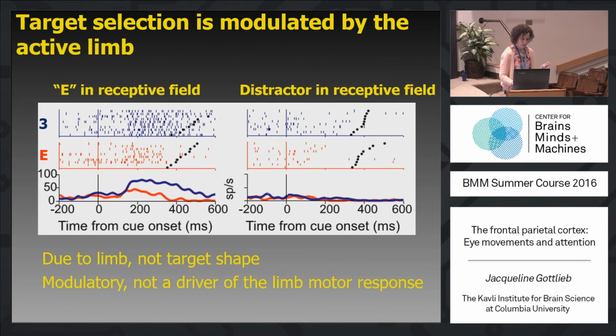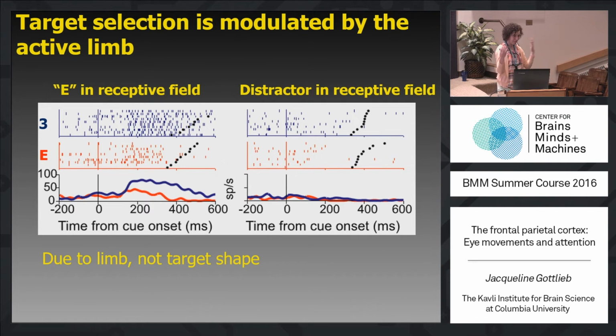We also found that this is not related to the location of the limb in space, because we trained the monkeys to do the task with their hands crossed. And that didn't make any difference. So if a neuron liked the left hand on the left side of space, it also liked the left hand on the right side of space. So it's really effector specific.